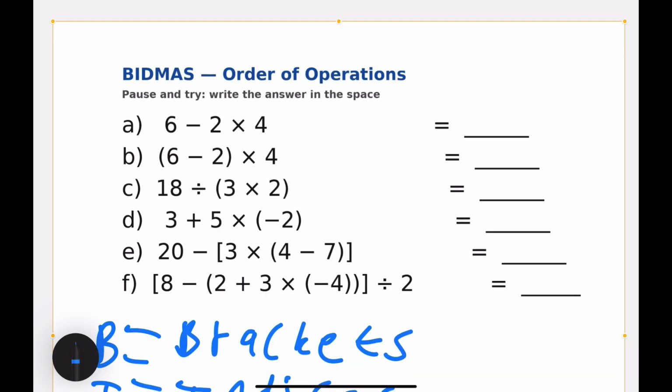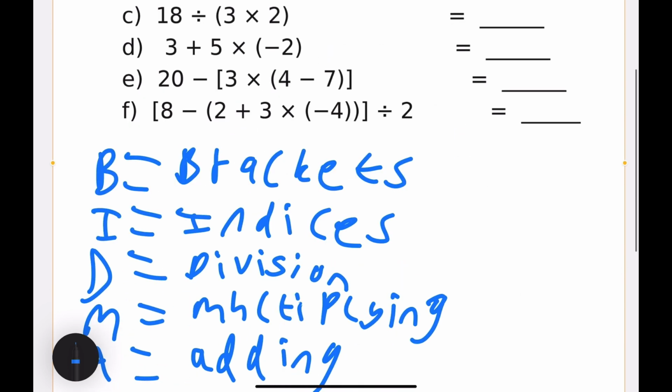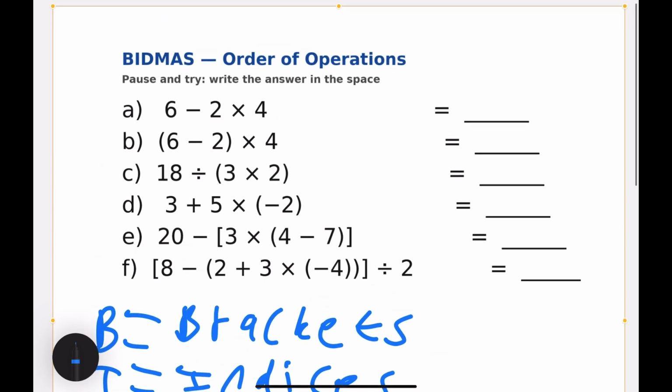So if we have 6 minus 2 multiplied by 4, let's look at BIDMAS. So from BIDMAS, we do the multiplying first. So we do 2 multiplied by 4, which would be 8. So it'd be 6 minus 8, which would be minus 2.